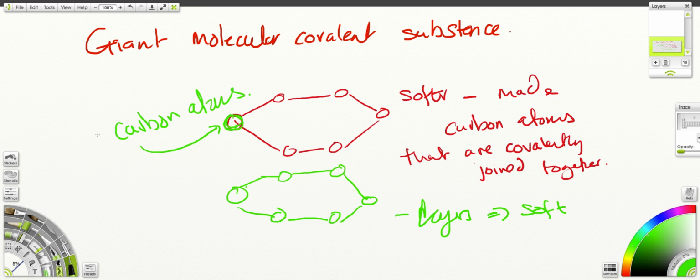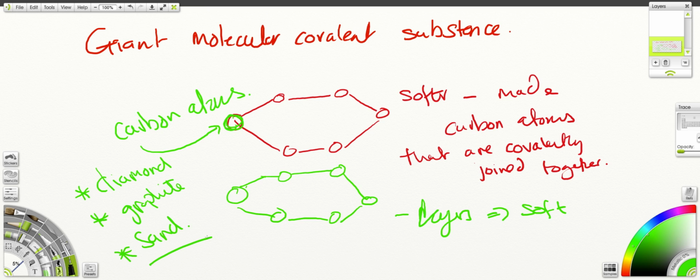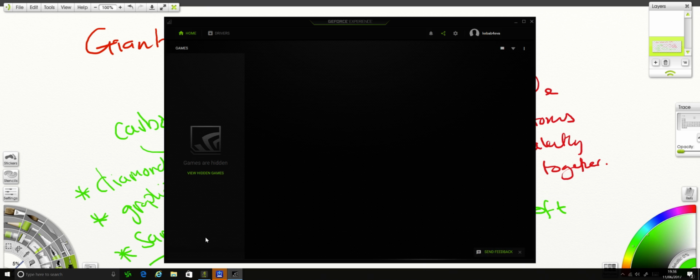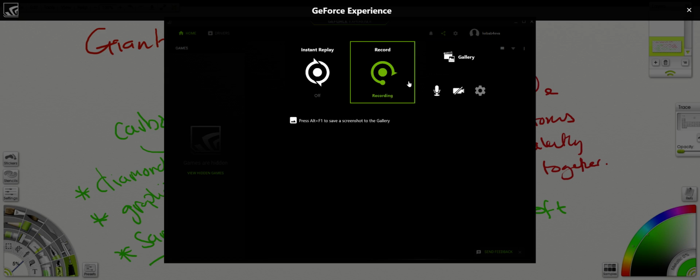You've got 3 giant molecular structures that you need to know about. Number 1 is diamond, which we covered just previous to this. Number 2 is graphite. And number 3 is sand. So that's what you need to know about simple molecular covalent structures and giant molecular covalent substances. And that concludes this video.